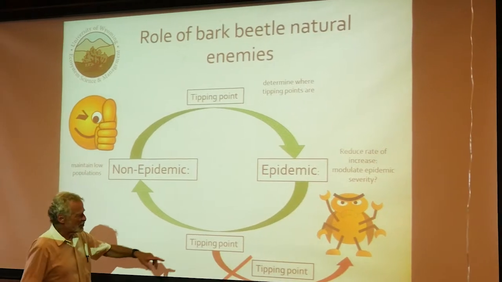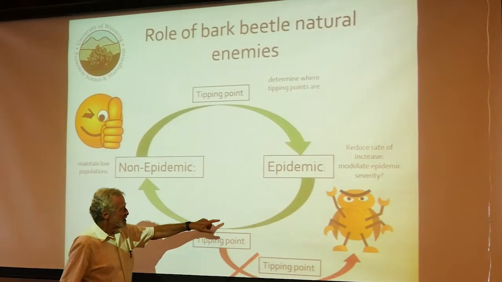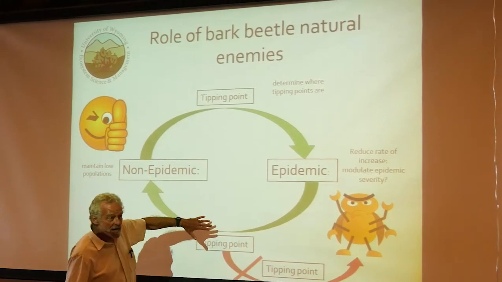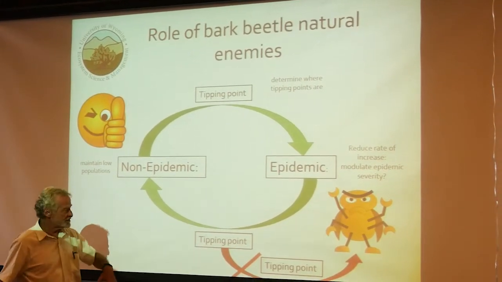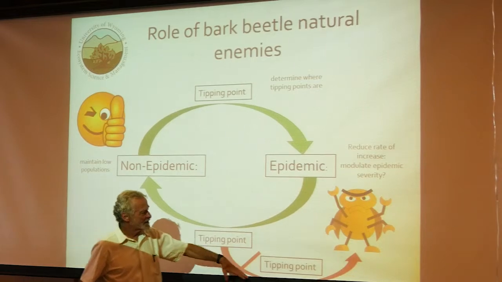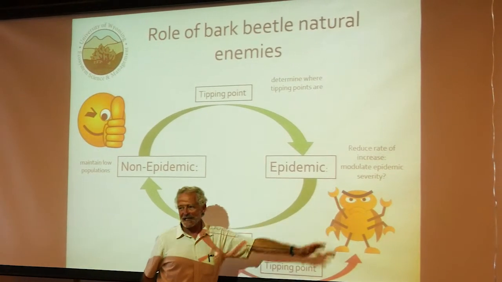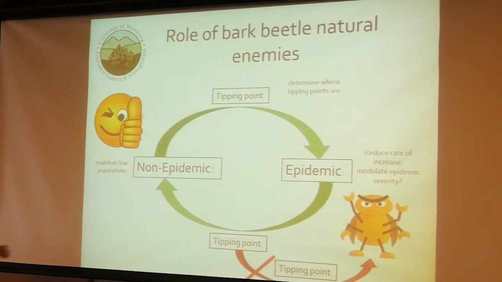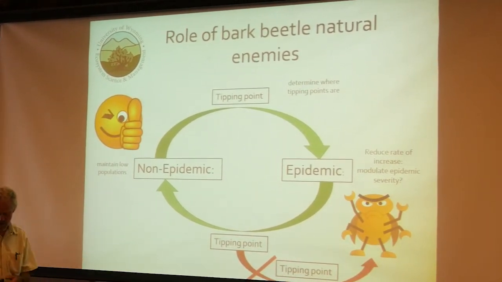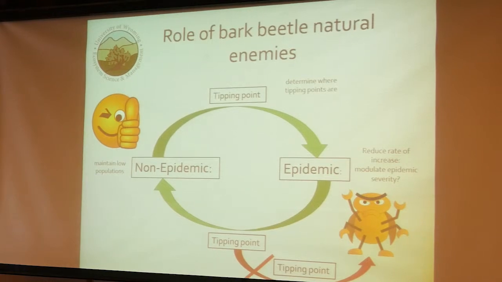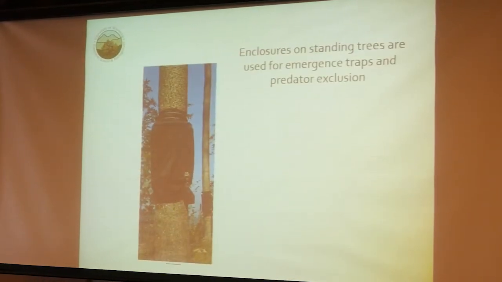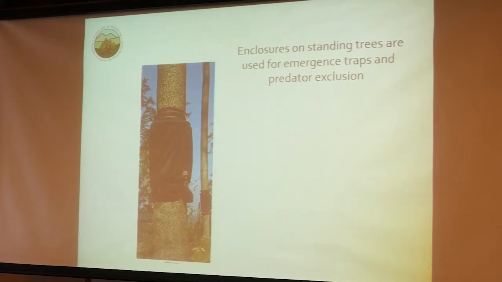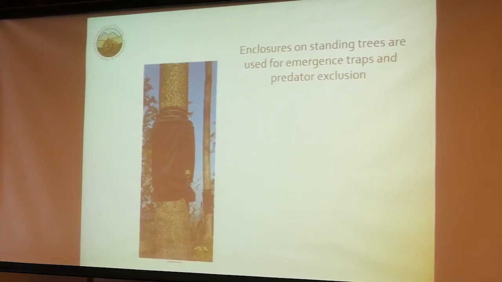well, there's another tipping point. There's another thing that can happen. The populations collapse, they get too low to kill healthy trees. Well, they can rebound. And now we're in a sad state again. But natural enemies also prevent that from happening. So these are the roles of natural enemies. Both the methods that I'm working with depend on putting enclosures on standing trees.